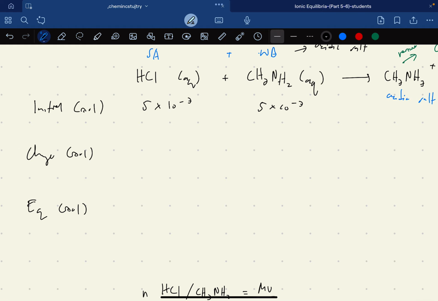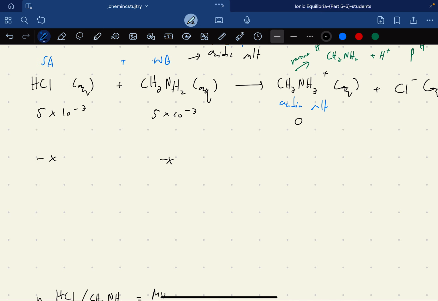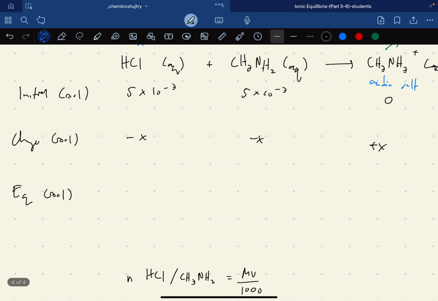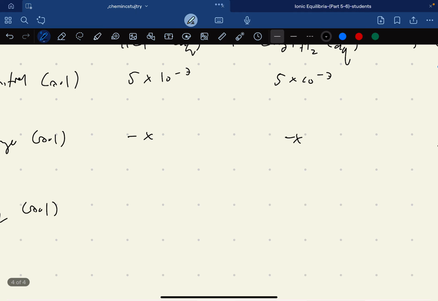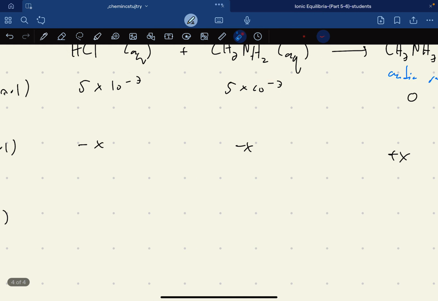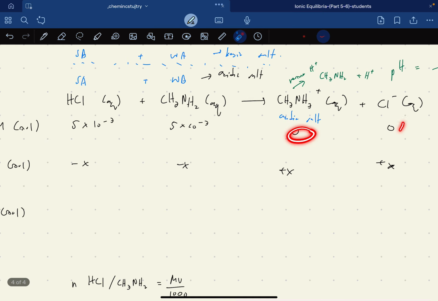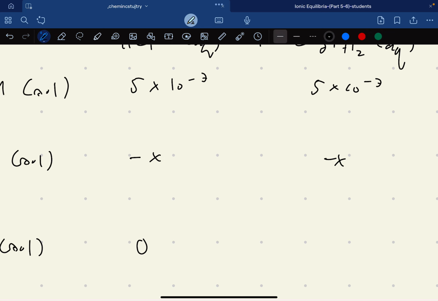5 times 10 to the power negative 3. Change is minus x. This one is 0, right? Because we start with 0. This one will be plus x. And then at equilibrium, we use this many mole. We react with this many mole to make the salt and the Cl. So that means all of this is used up. So in the end we get 0, right? Because we use all of this.